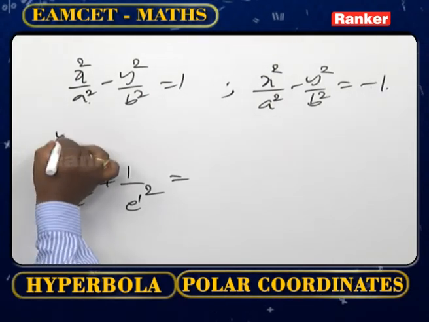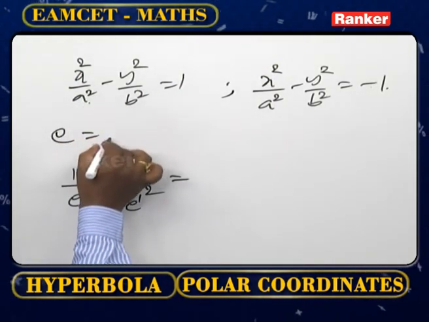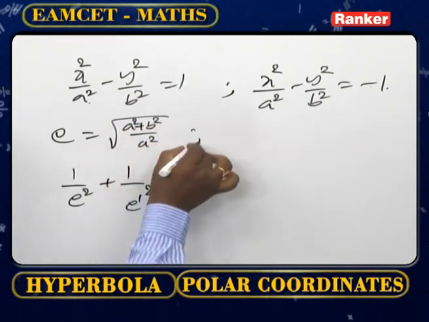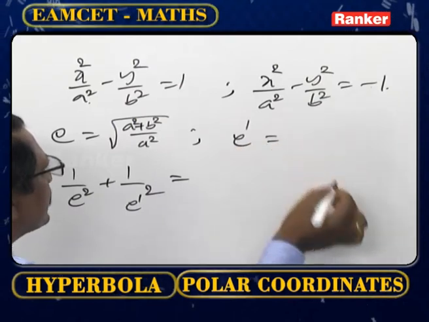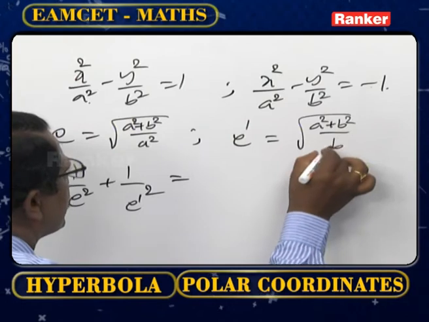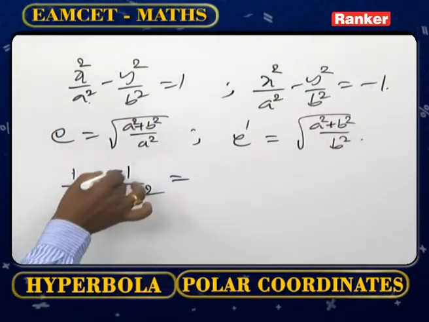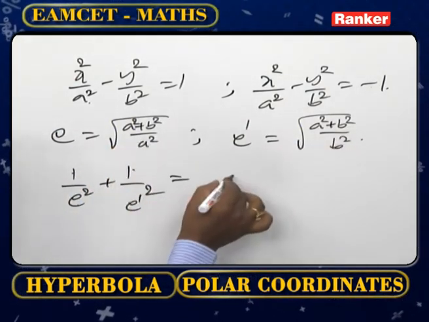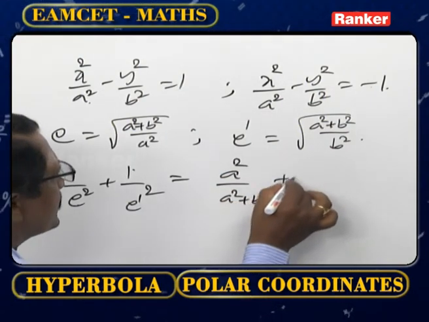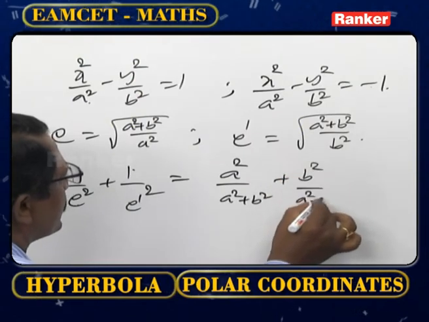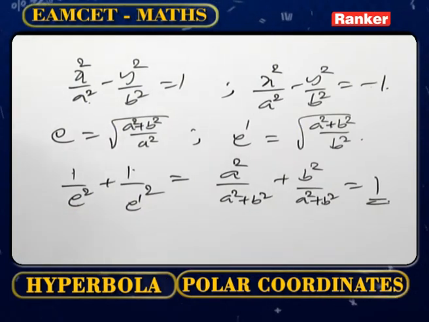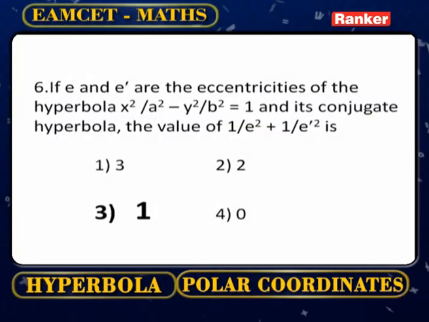Now, eccentricity of the hyperbola e equals square root of a square plus b square by a square, and conjugate hyperbola eccentricity e dash equals square root of a square plus b square by b square. Now, required value 1 by e square plus 1 by e dash square, substituting values: a square by a square plus b square plus b square by a square plus b square, that equals 1. So 1 by e square plus 1 by e dash square equals 1. Third option is correct.